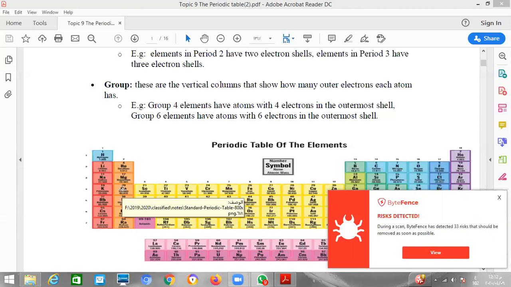Raise your voice. Loudly. Okay, sorry. Calcium in which? It's in group 4. In period number 4, yes, because here 1, 2, 3, 4. Yeah, in period number 4 and group number 2. And group number 2. Thank you. So calcium here is in period number 4 and group number 2.